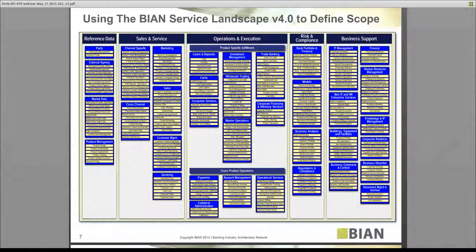So what you see before you right now is the BIAN Service Landscape 4.0 that was just released in the last couple weeks. You've got the service domains that are all listed in the yellow boxes. What we're going to start talking about now is how I can leverage this as a foundation in which I can start to identify the scope of what I want to actually assess.